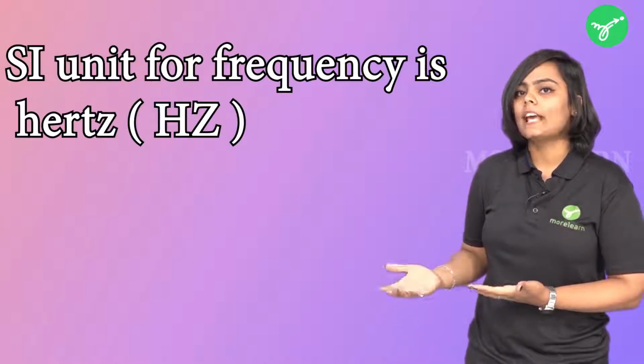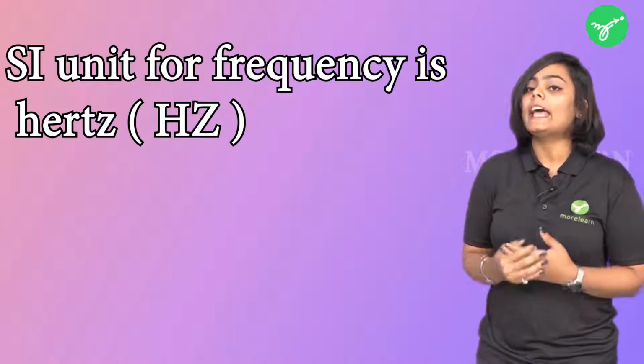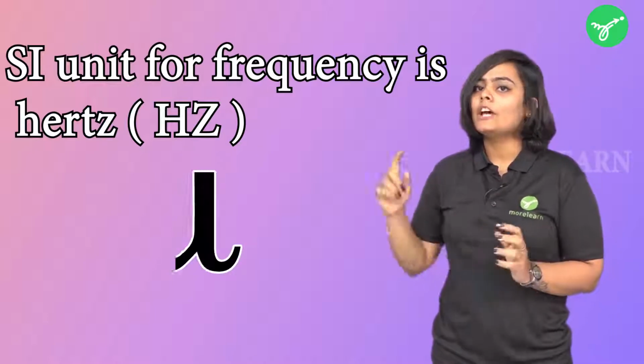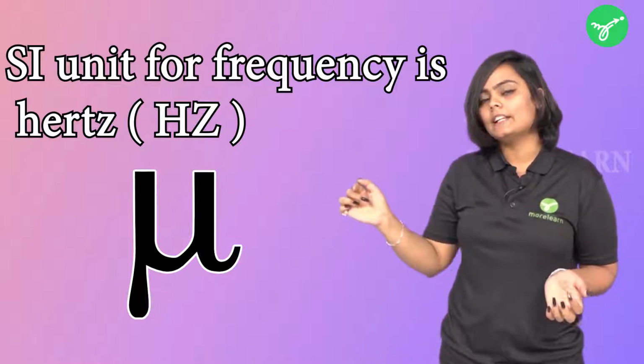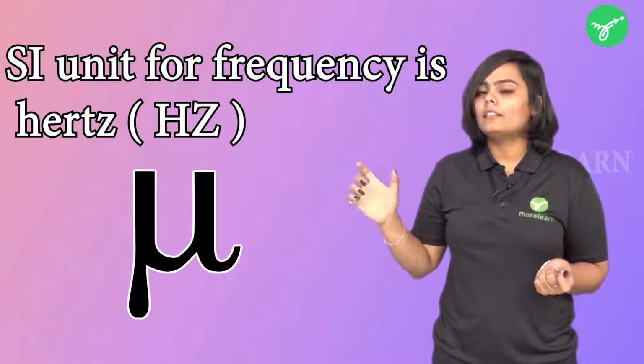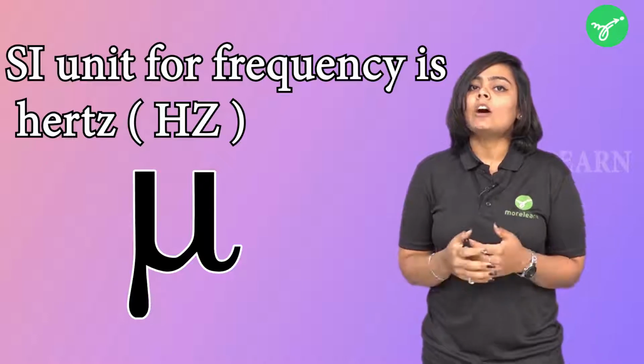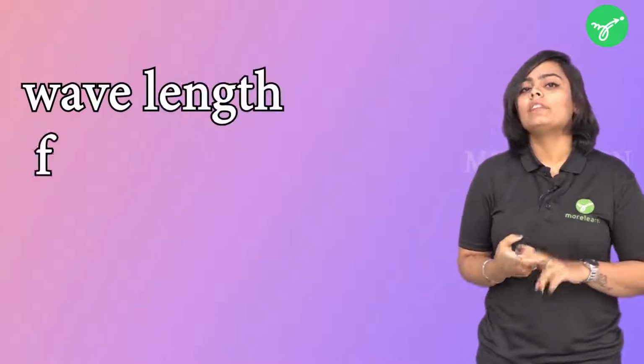You can always calculate the frequency in terms of hertz, and it is represented by the letter nu. So nu is similar to v, but it is written a little differently from v. Now we have understood wavelength and frequency.